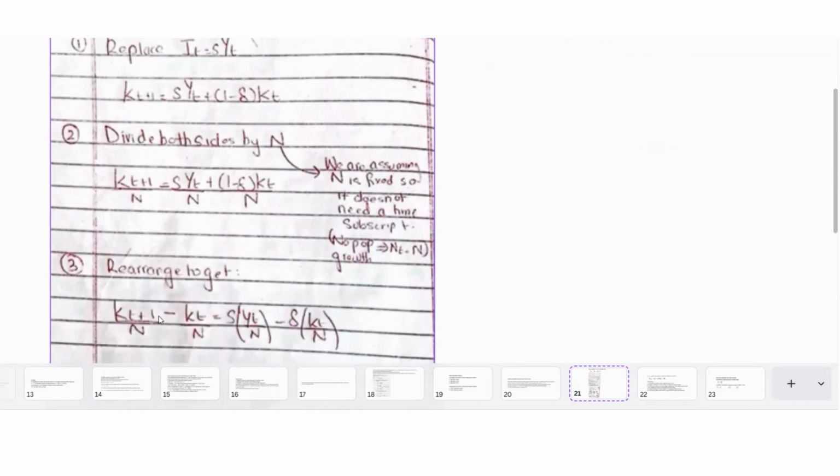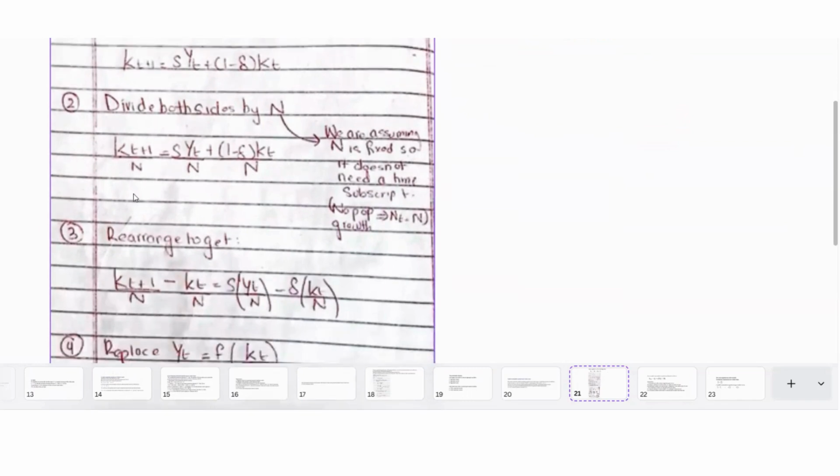So we're going to rearrange this a bit, and I can write it like this: K_{t+1}/N - K_t/N = sY_t/N - delta K_t/N. So we just separated this term. We've taken the K_t/N part there, and the minus delta K_t/N part stays here.